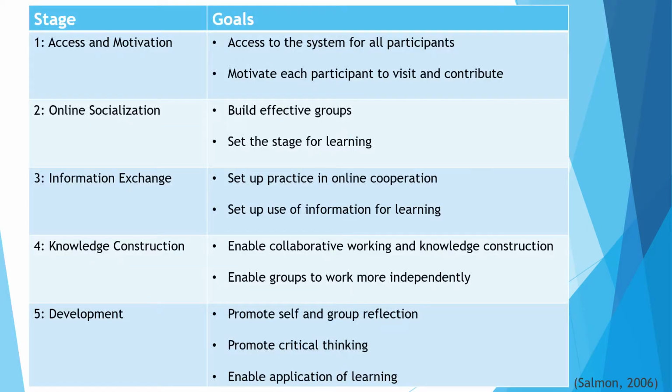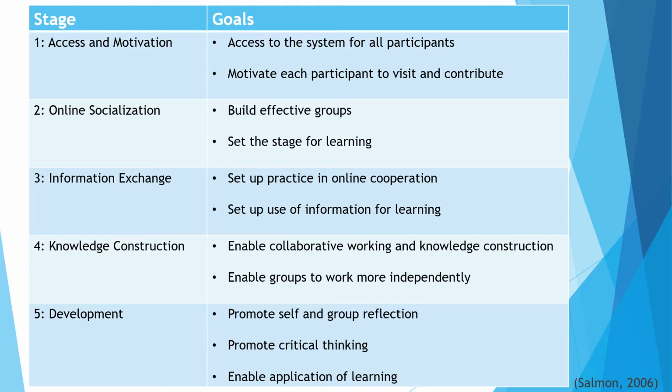Here you'll see a slightly more detailed overview of the 5-stage model of e-moderation. Stage 1, access and motivation, may involve such design elements as ensuring that all students can log in, all instructions are outlined clearly, and tasks are quite simple and achievable. Stage 2, online socialization, involves building effective groups and setting the stage for learning.